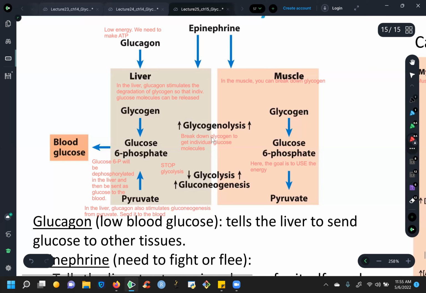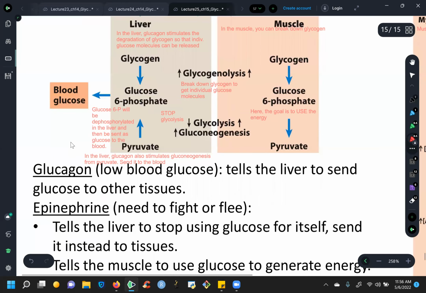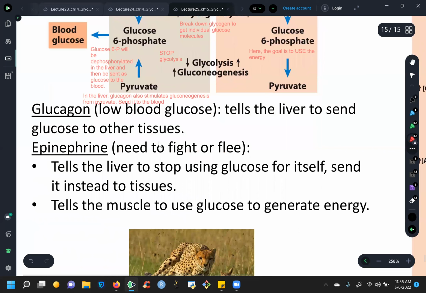Glycogenolysis. This is the breakdown of glycogen to get individual glucose molecules. So that's how it happens in the liver. That's how it happens in the muscle. And remember, the goals are different. In the muscle, you want to use the energy immediately, but in the liver, the goal is to break everything down or to create new glucose and send it to the blood so that your brain and everything else can have enough glucose.